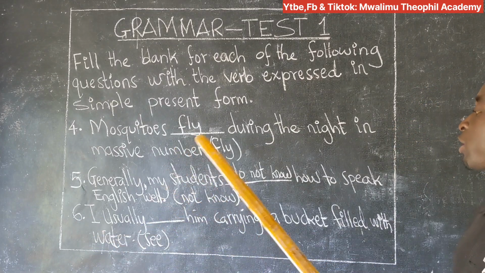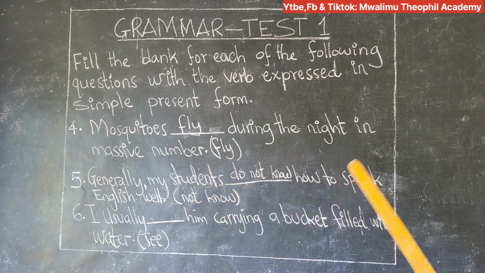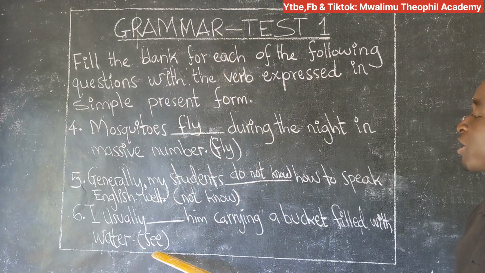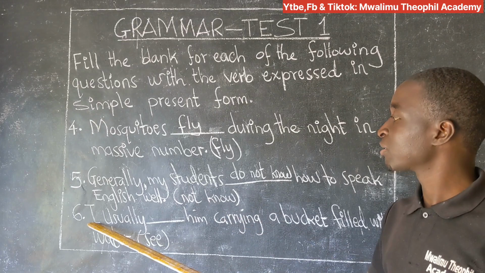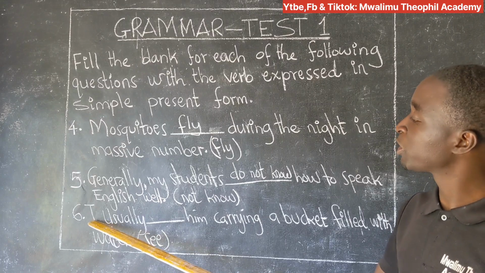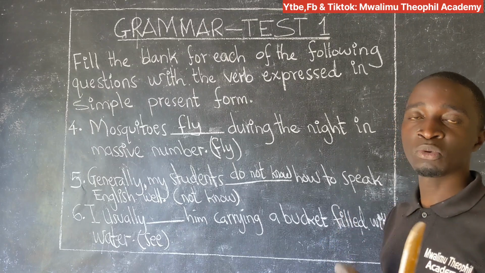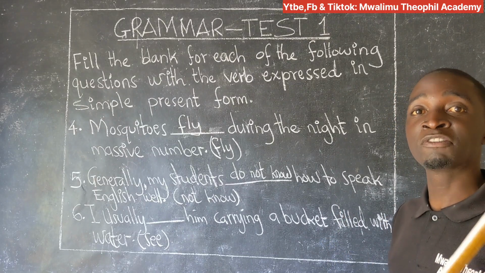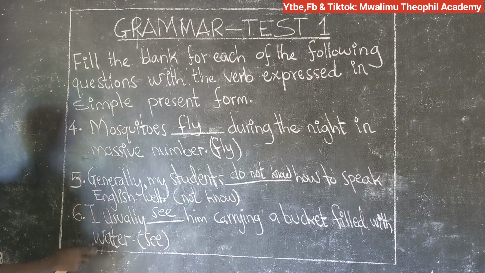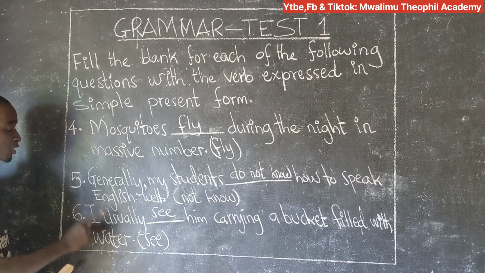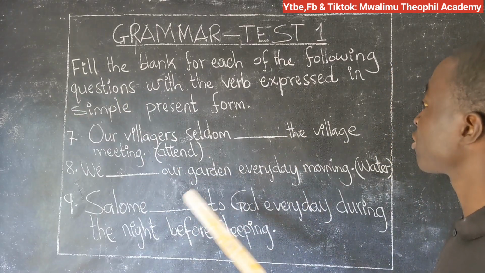It states that I usually dash him carrying a bucket filled with water. The verb we are given here is the verb to see. Now, you may find that this sentence is a positive sentence. And the subject is a pronoun, which is I. I have said that for the pronouns I, we, you, and they, we express the main verb in infinitive form. So now, see remains to be see. Now the sentence becomes: I usually see him carrying a bucket filled with water. Yes. Question number 7 states that our villagers seldom dash the village meeting.